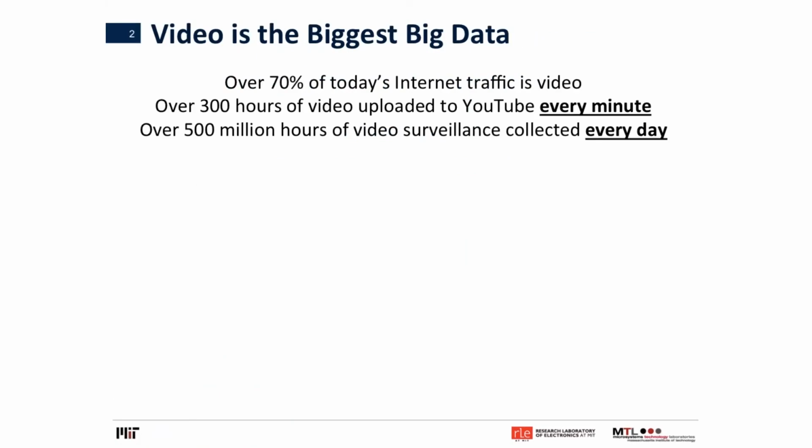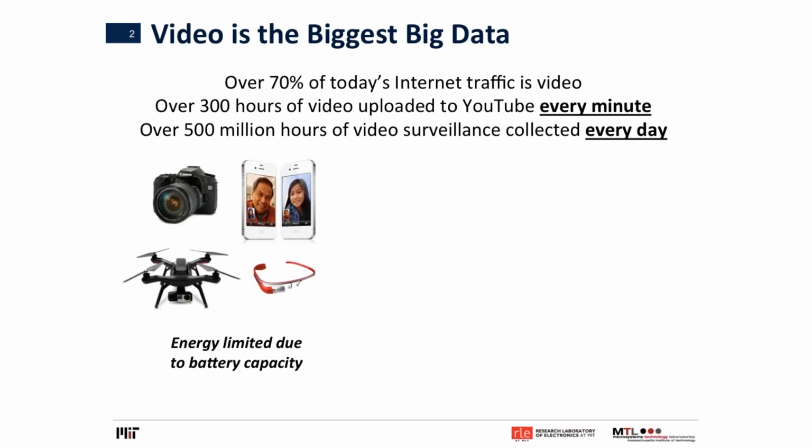Just very briefly, in terms of motivating why we care about deep learning in particular for embedded vision, we know that video is the biggest of the big data. It dominates communication, so over 70% of today's traffic is to communicate video. The amount of video being generated is huge. If we just look at consumer electronics, we're looking at 300 hours of video uploaded to YouTube every minute, and then over 500 million hours of video surveillance collected every day. So obviously, the amount of video is more than what a human can analyze.